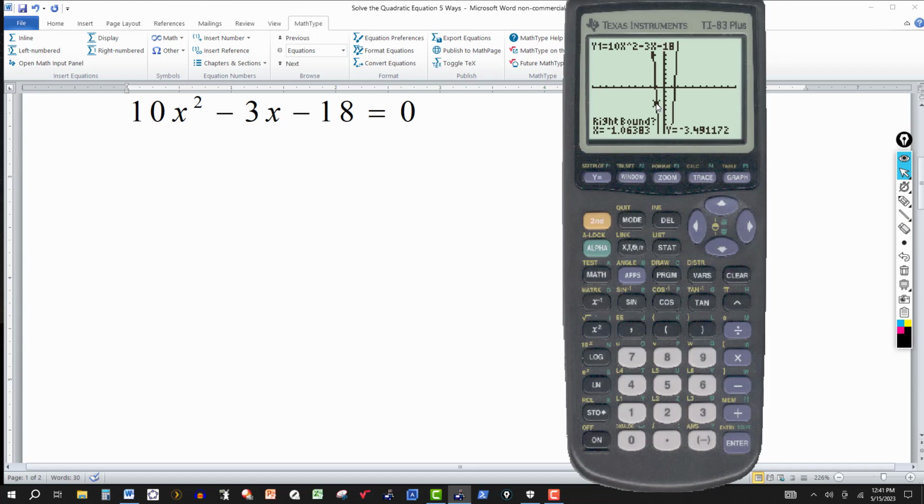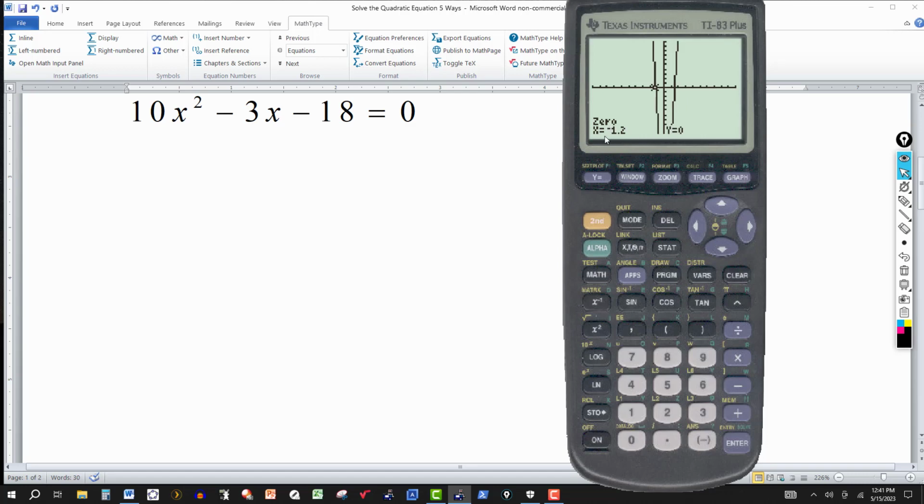As long as it's on the other side, and then hit enter. Now it's asking for a guess. You can ignore that and hit enter. And here I'm using the 83 plus calculator. And there it tells me I have 1, 0.